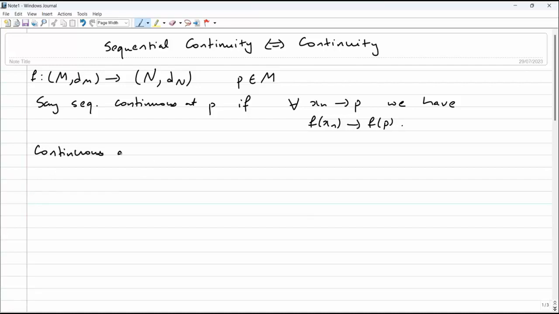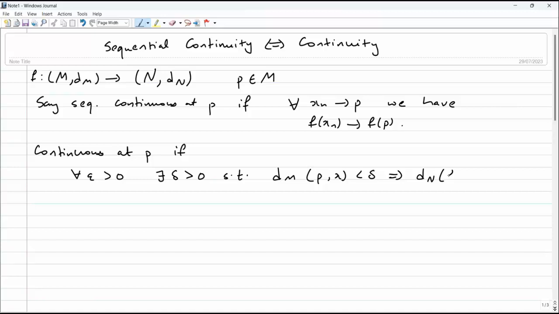continuous at p if for all epsilon greater than 0 there exists delta such that the distance between p and x is less than delta implies the distance between f of p and f of x is less than epsilon. So in this video, we want to show that these two notions of continuity are in fact equivalent for a metric space.